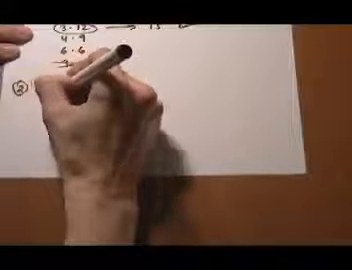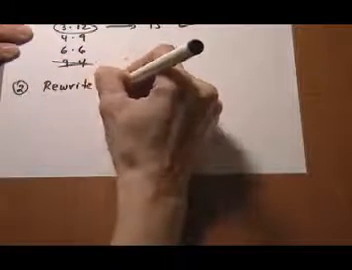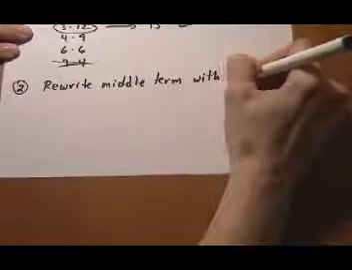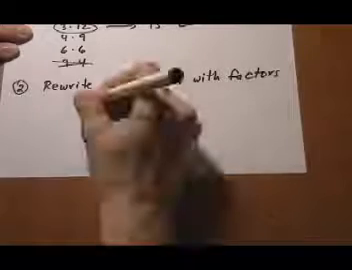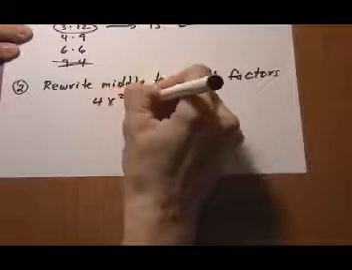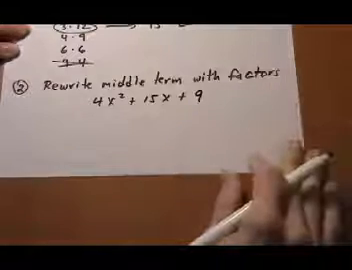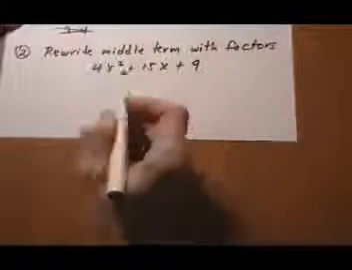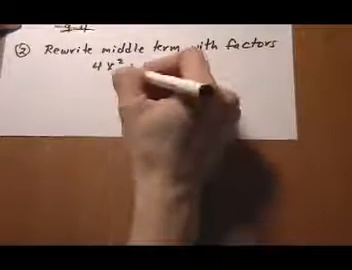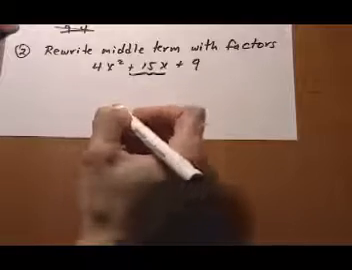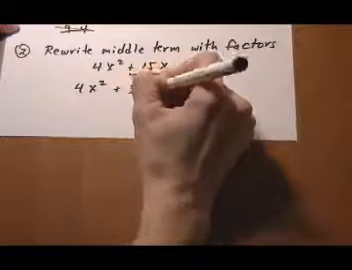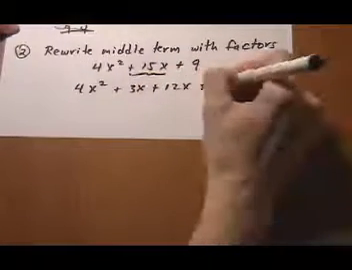So step 2 is rewrite the middle term with the factors we just found. So again, we started with 4x squared plus 15x plus 9. And we found that 3 times 12 worked for the factors. So we're going to break up this 15 into 3x plus 12x. So 4x squared comes down, plus 3x plus 12x plus 9.